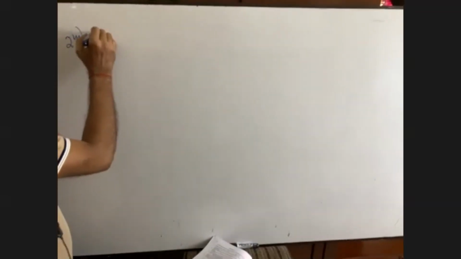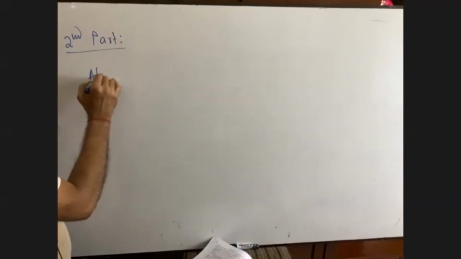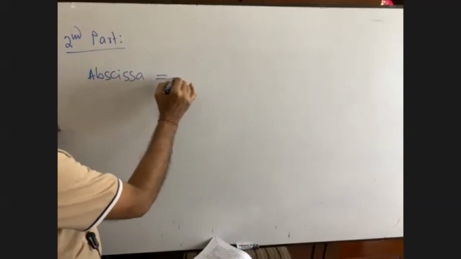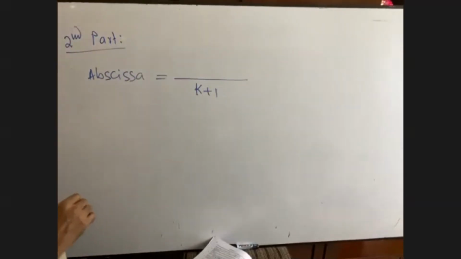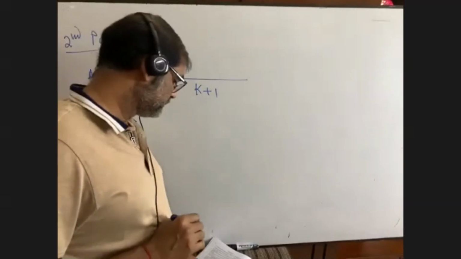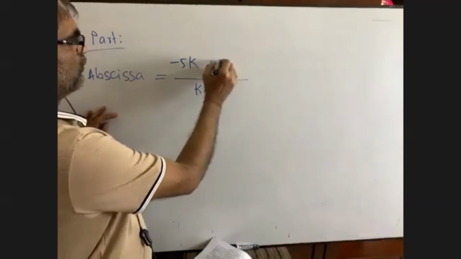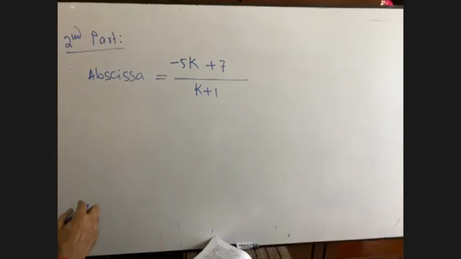Actually, in this question, the second part, write down the second part. Abscissa equals to what? We have got ordinate as 0. Abscissa equals to what? It was k plus 1. Then what was written? Minus 5k. Plus 7. Was it written? Yes, sir. Okay, what is the value of k?